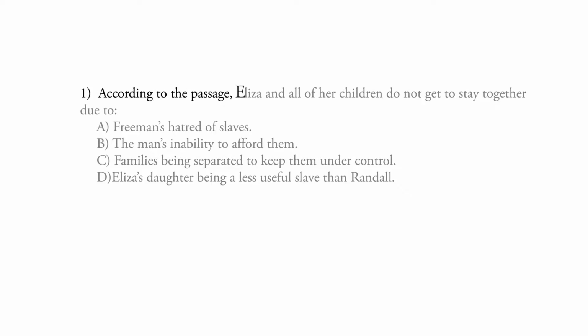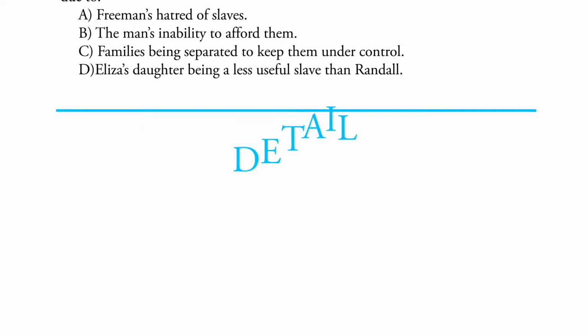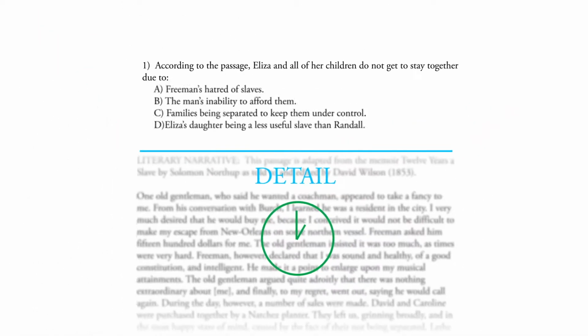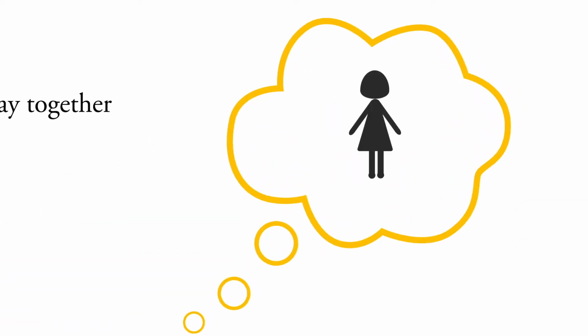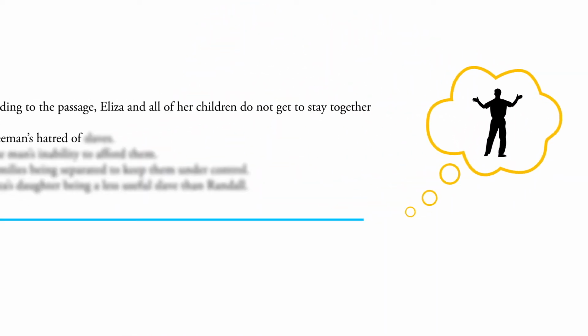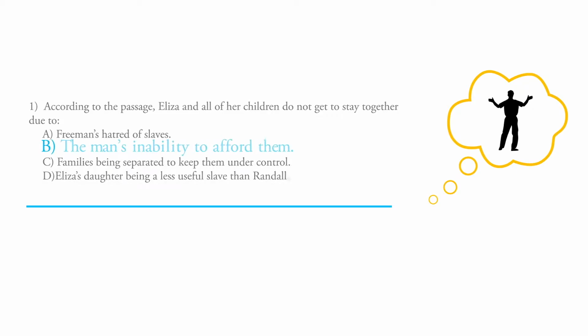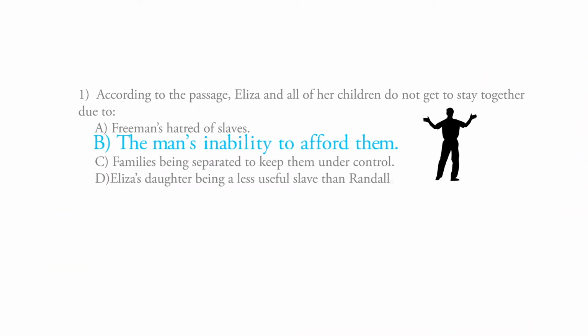According to the passage, Eliza and all of her children do not get to stay together due to... So this is a detail question that hopefully you know right away without having to go back to the passage or look at the answer choices. You can say in your own words that the reason Eliza and her children could not stay together is because the man could not afford to buy them all. So you look through your answer choices and find B, the man's inability to afford them. Well, that perfectly matches your answer. So we select it and we move on.